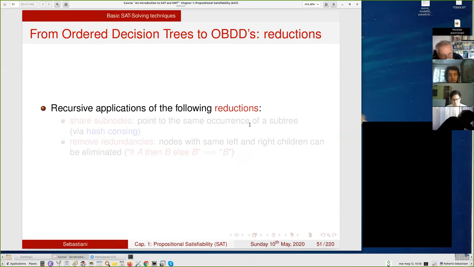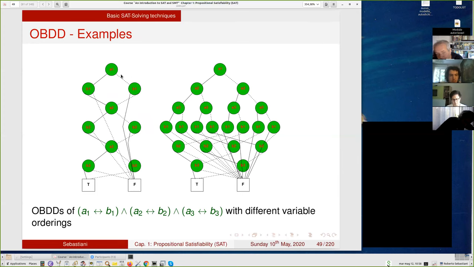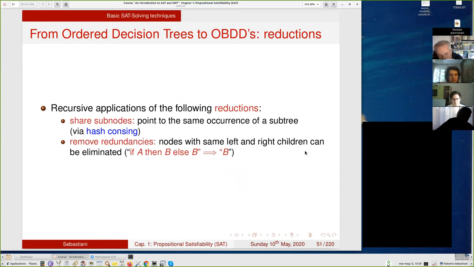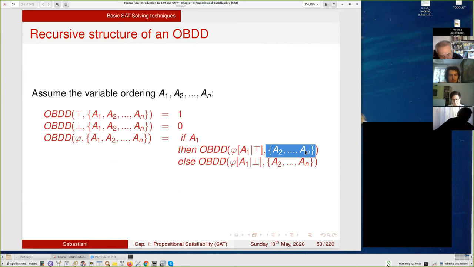If you go back to this definition, this case is actually what you have, right? So if A1 is true, then you go to the OBDD which represents B1, and so on. If you go to the false branch, you go to this OBDD, which represents not B1 and so on. Okay? So is this recursive definition of the OBDD clear? I would say yes, right?